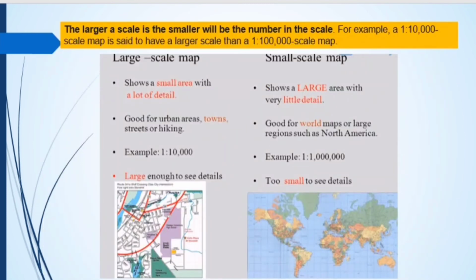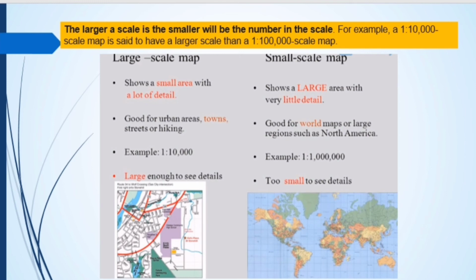The larger a scale is, the smaller will be the number in the scale. For example, a 1 to 10,000 scale map is said to have a larger scale than a 1 to 100,000 scale map.